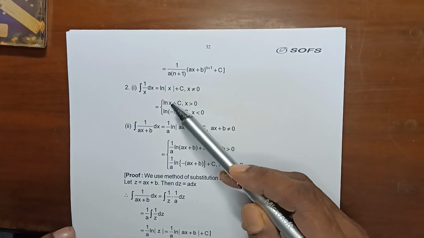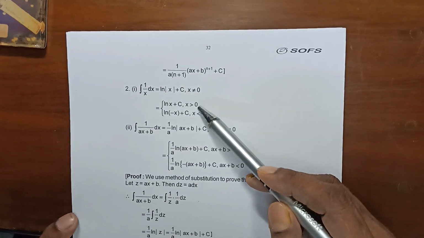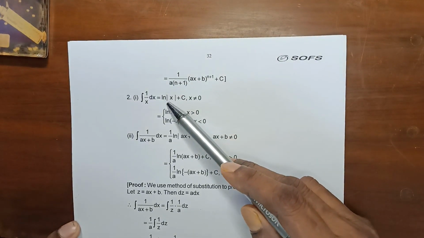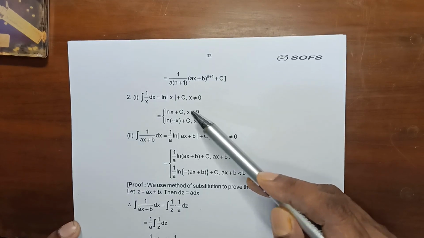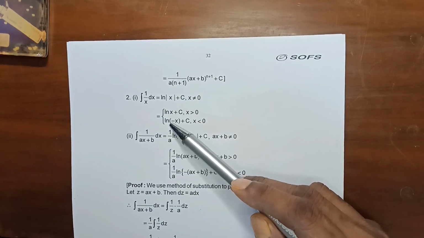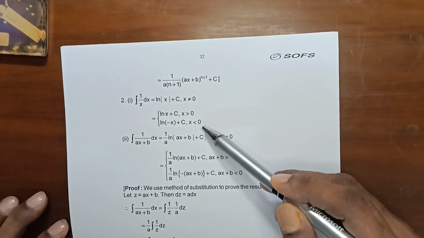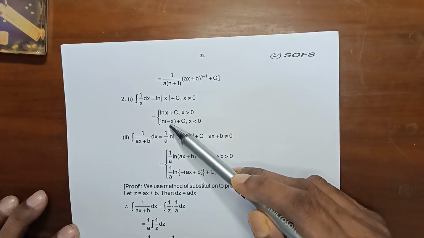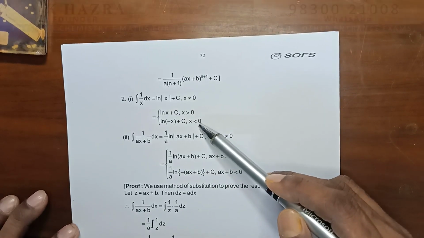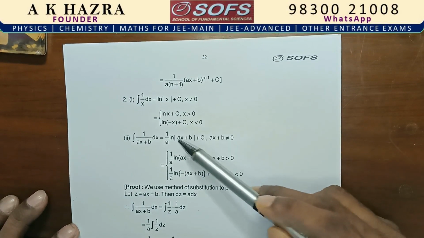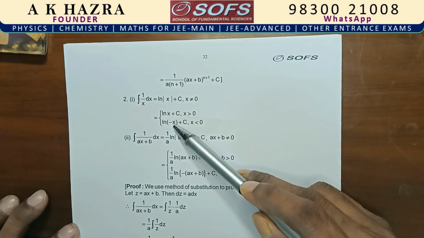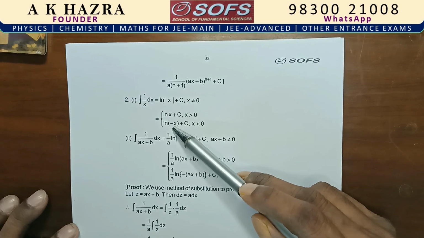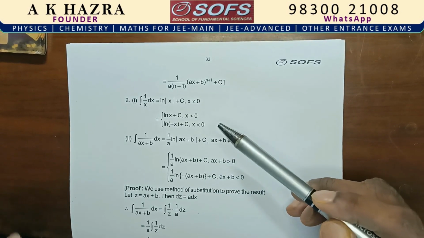Now, mod x can be redefined how? When x is greater than 0, mod x becomes x, because mod x is a positive quantity. So when x is greater than 0, no need to put any mod sign, because mod x equals simply x. But when x is less than 0, mod x becomes minus x. Minus x is a positive quantity, be careful, because x less than 0 means minus x greater than 0. X itself is a negative quantity, so minus x is a positive quantity. So ln of minus x plus c.